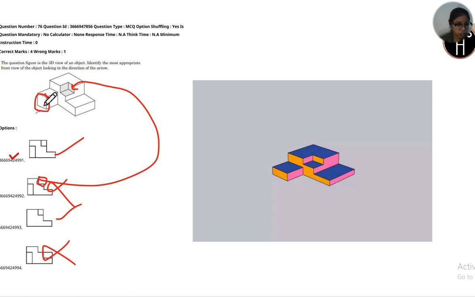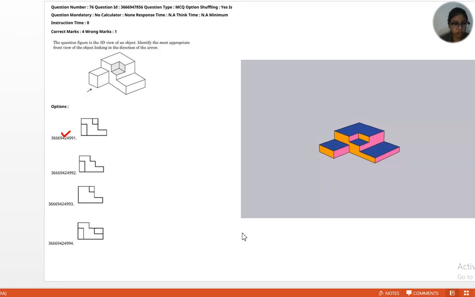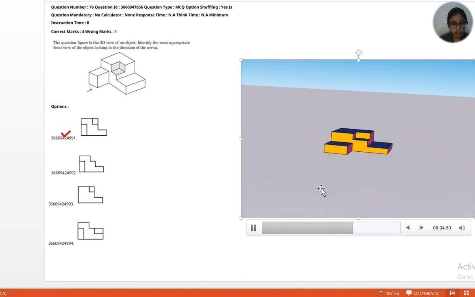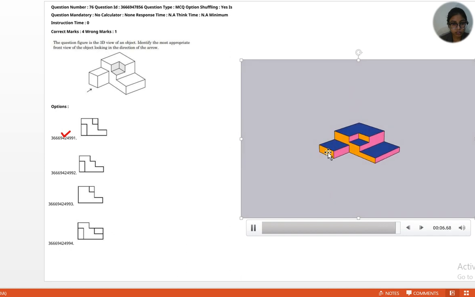See, this is also important. This you will get to see, but in option C there is no box over here. That's why A is correct. Now look in the video. Okay, so that's why option A is your correct answer.